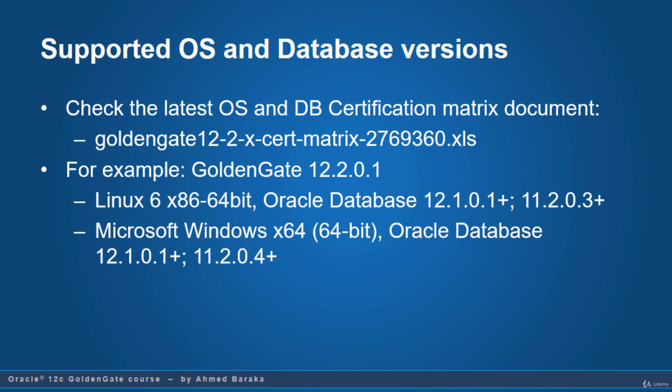For example, at the time of this speech, Oracle GoldenGate version 12.2.0.1 supports Linux 6, 32 and 64-bit, and it supports Oracle database versions 12c Release 1 and higher, and Oracle Database 11g Release 2 and higher. On Microsoft Windows 64-bit platform, GoldenGate 12c supports Oracle Database Release 12.1.0.1 and higher, and 11.2.0.4 and higher.